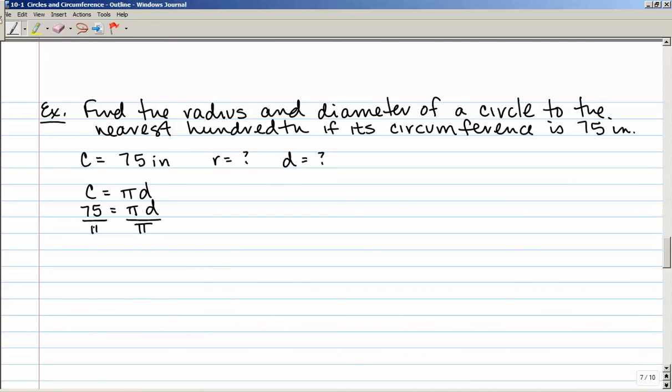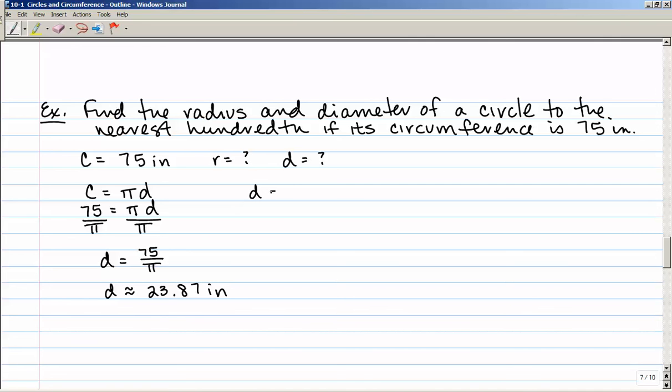Remember, it's just a number. And please use the pi button on your calculator. Don't use 3.14 like you may have done in middle school. Use the pi button. So the diameter is exactly equal to 75 over pi, which, punching that into your calculator, is approximately equal to 23.87 inches.